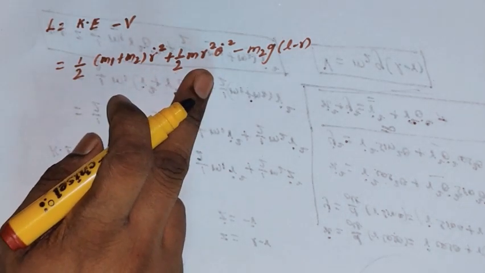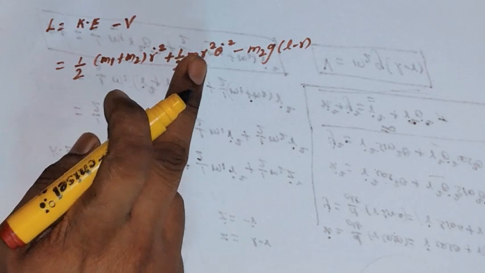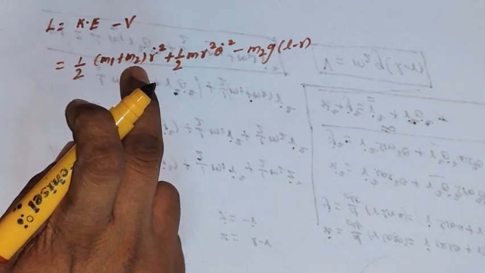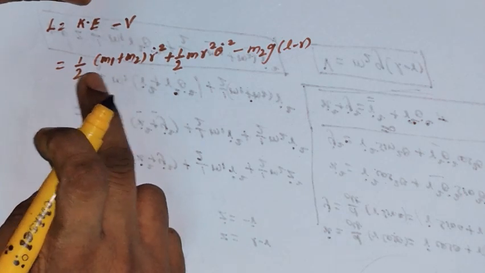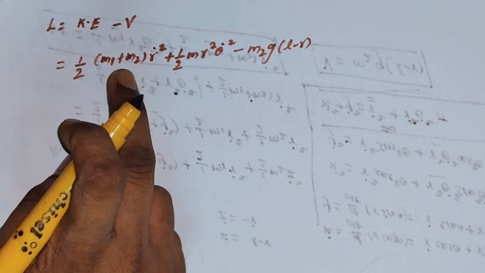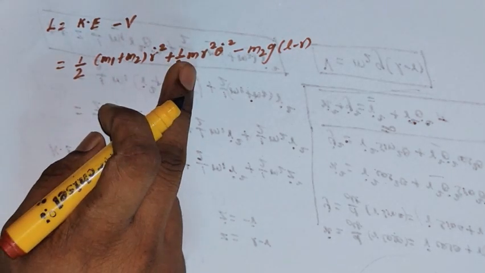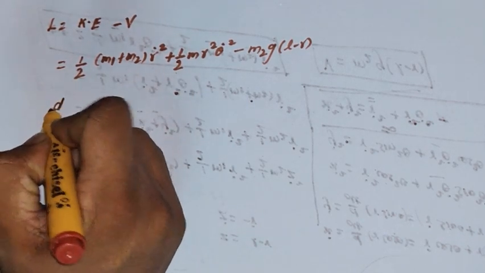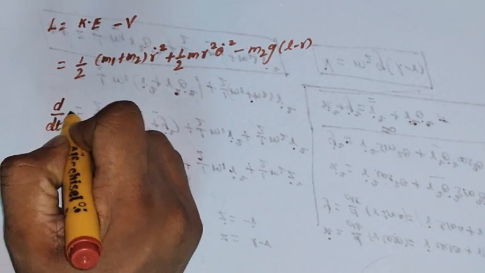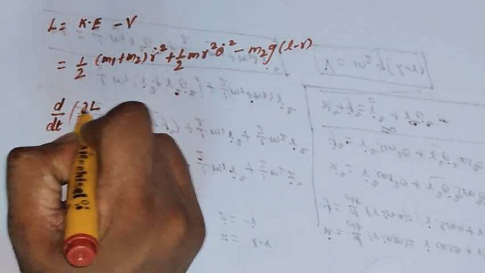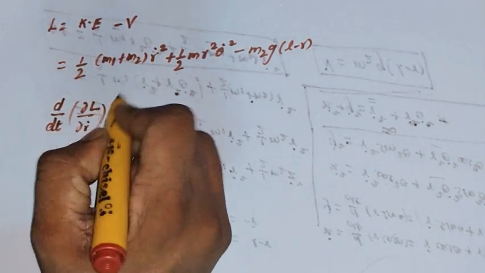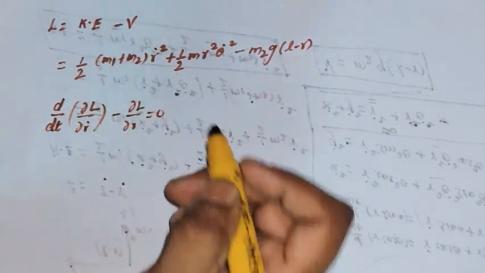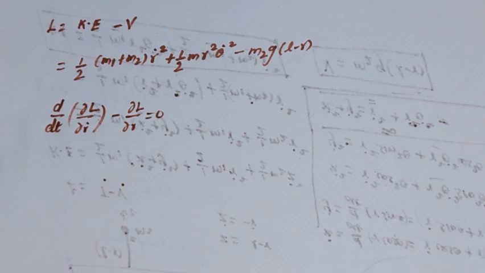We are writing the equation of motion only for r, because theta is a cyclic coordinate, the Lagrangian is independent of theta, so that means its angular momentum is conserved. So we are not going to write the equation of motion with respect to theta. We are going to write the Lagrangian equation of motion with respect to the radial coordinate: d by dt of dou L by dou r dot minus dou L by dou r equal to 0.